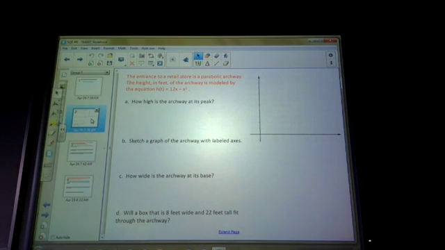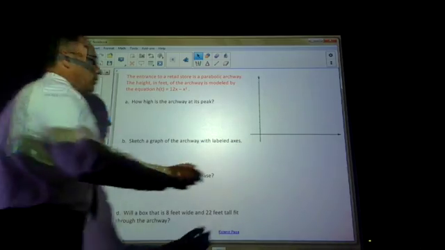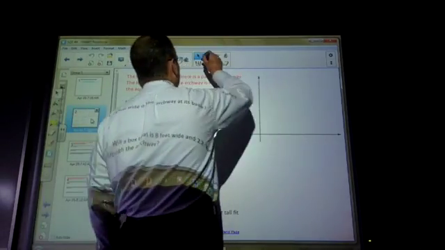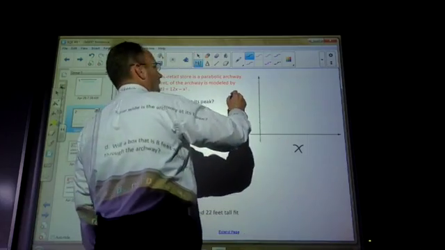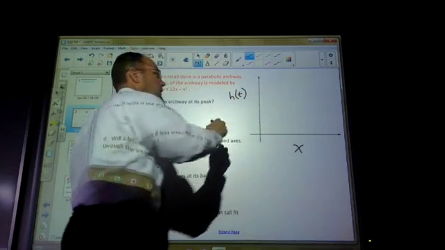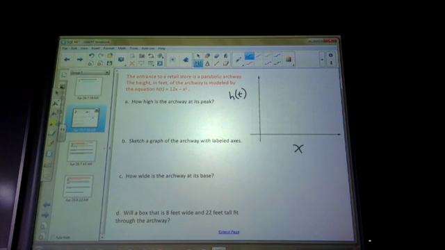The height in feet of the archway is modeled by the equation h of t is equal to 12x minus x squared. So does this parabola open up or down? Down. How do you know? What's negative? Which x? X squared is negative. Okay, so it's kind of out of order. So the entrance to a retail store is represented by this. So we have x, and we have h of t, which is the same thing as y, but we're representing height.